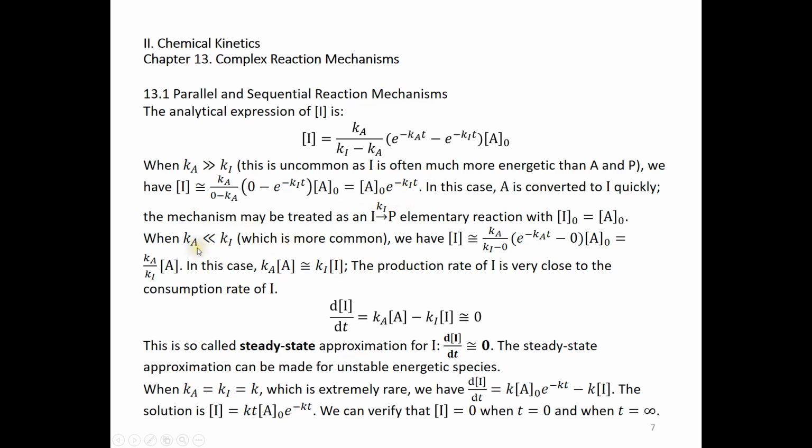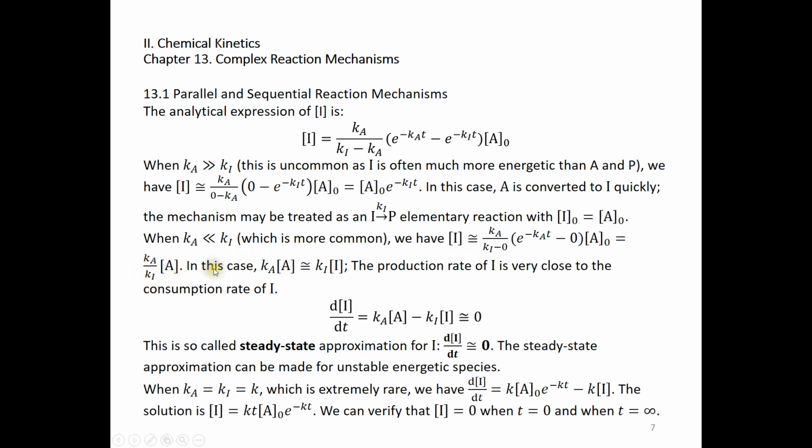What if Ka is less than Ki? This is actually more common. Because later we'll see usually I is fairly energetic, and then Ka is usually small, Ki is usually big. When that's the case, again, we're going to make approximations. Since Ka is much smaller, we can neglect this. And since Ka is smaller, Ki is larger, this exponential function approaches 0. Now we have the expression of I again. It's equal to Ka over Ki times A.